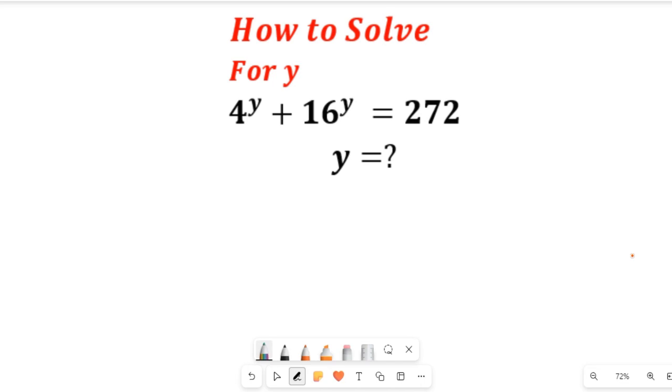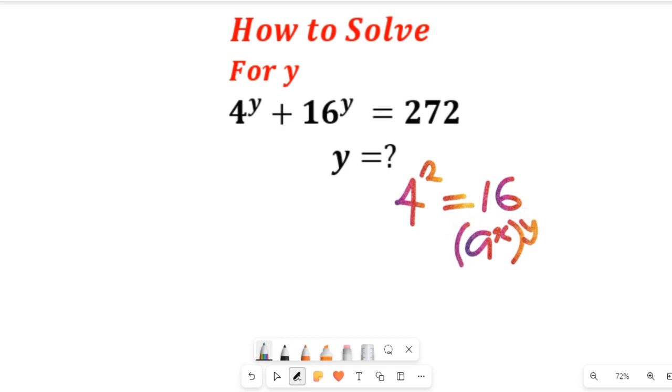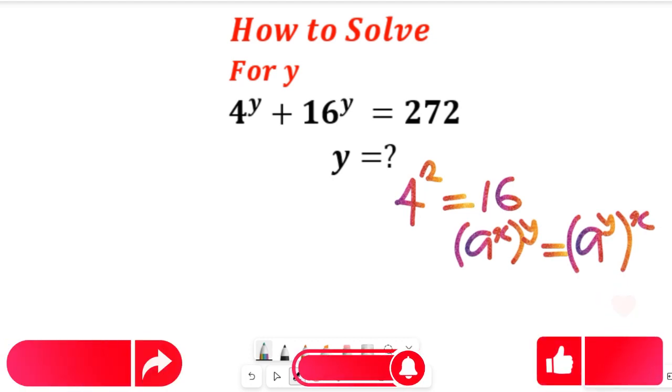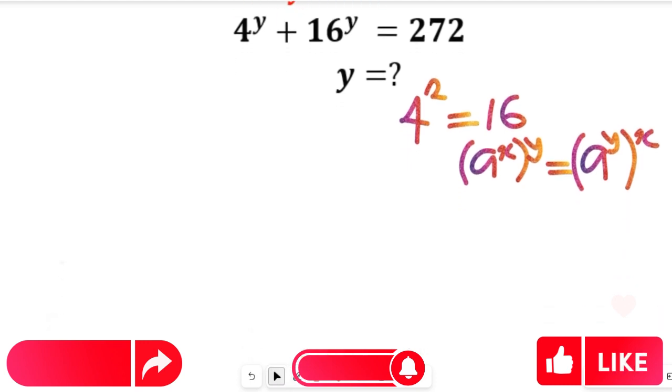Now, to solve this, I want you to bear in mind two facts: that 4 to the power of 2 is equal to 16. That's the known fact. And also, from a law of indices, if you have a to the power of x, all to the power of y, this can be equal to a to the power of y, all to the power of x. That's an inverted exponent. Now let's apply this to see how we'll find the solution to this equation.